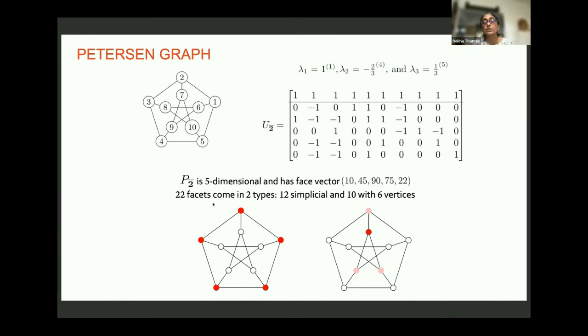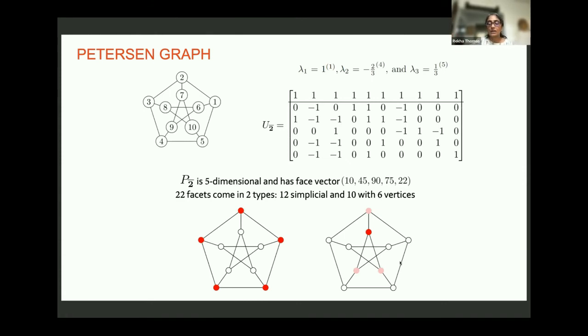There are 12 simplicial ones and 10 facets with 6 vertices. So if you're simplicial, then those facets give you designs that look like the ones you see on the left. They're combinatorial. And if your facet is not simplicial, then you actually get a smaller design because 10 minus 6 is only 4, but these are no longer combinatorial. You actually need to assign non-uniform weights, but they're still positive.